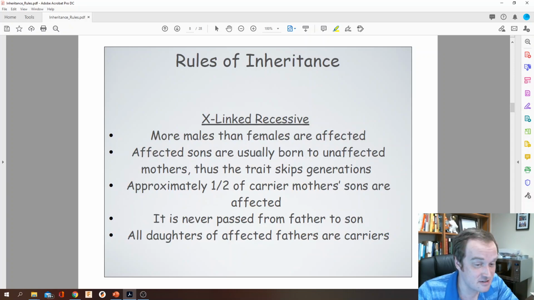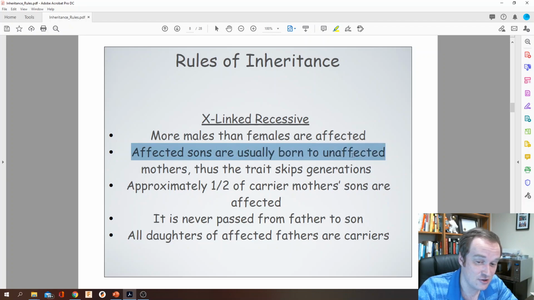So X-linked recessive now. In this case, more males have it than females, and that's because males, again, only have one X chromosome, so they don't have another chromosome to cover up that defective gene. Females, having two X chromosomes, can have a dominant copy on one chromosome and a mutated copy on the other, and it will cover up that recessive allele. So if you're a male, you're going to have it if you get the X chromosome. If you're a female, you could have a good copy on the other chromosome to cover it up.